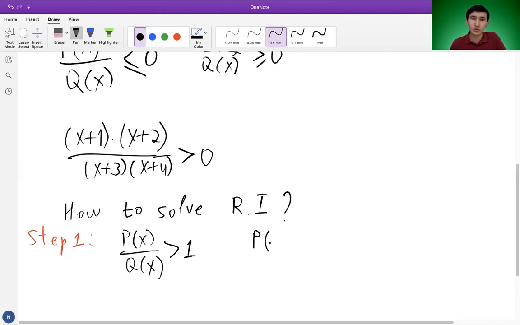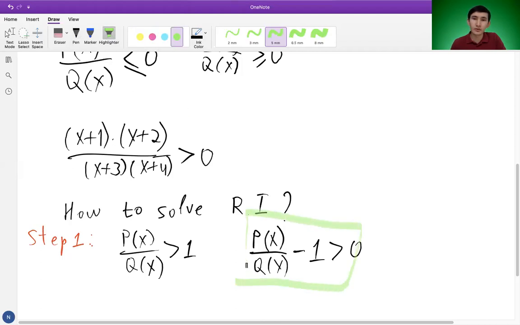So what do we do now? In this case, we take P of x divided by Q of x, and we take plus 1 to the left-hand side, so its sign changes to minus. So P of x divided by Q of x minus 1 is greater than 0. So this is the right case. The first step that we have to follow is this.